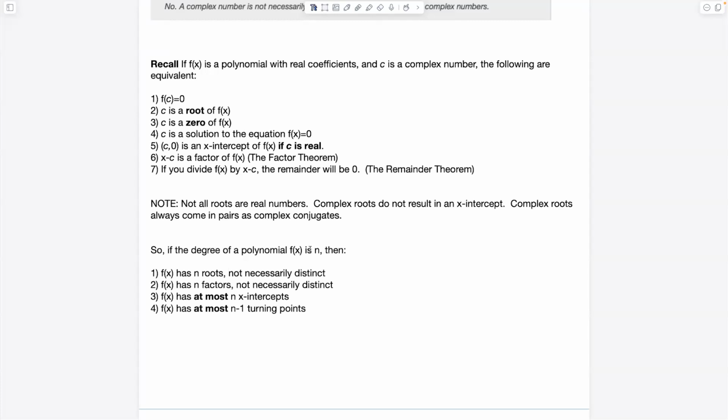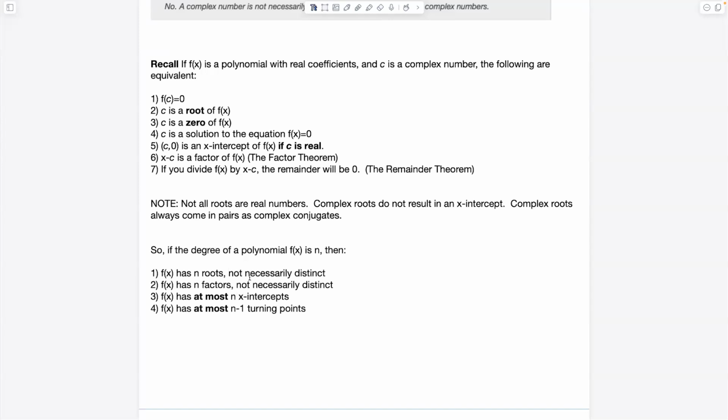Okay, so you got yourself a polynomial with degree n, then you know you're guaranteed you're going to have n roots. If the degree is 7, you're going to have 7 roots. Not necessarily distinct. You might have repeats in that list. You're going to have 7 factors. Again, not necessarily distinct. You would have at most 7 x-intercepts.